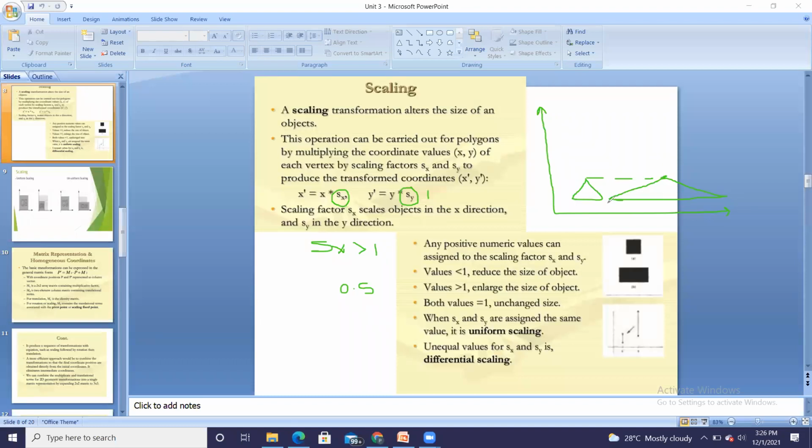Only the width of the triangle is changing. So it is nothing but your expansion along the x-axis. So scaling factor Sx scales the object in x direction as we have done here. And in the opposite way, if I want to scale the object in y direction, then what will happen? Here the width will remain the same and the height will change.